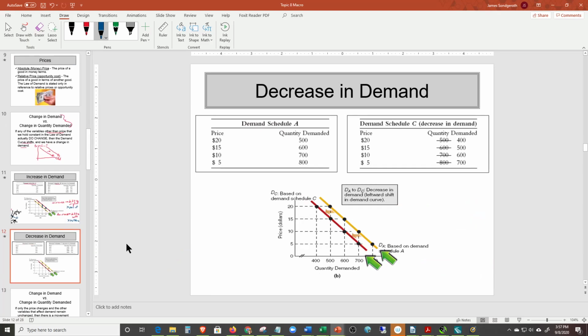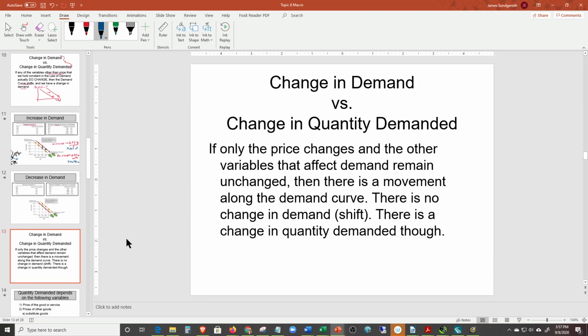All right, and here is a decrease in demand. And so now we're back to a change in demand versus a change in quantity demanded. So if only the price changes, and the other variables that affect demand remain unchanged, then there is a movement along the demand curve, not a change in the demand curve. So there is a change in quantity demanded, not in demand.